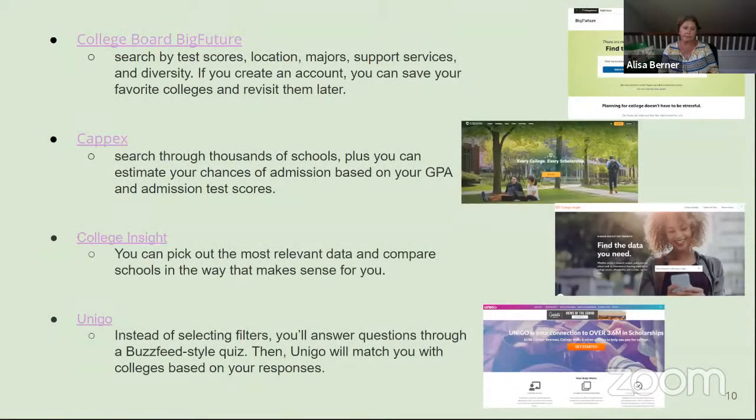Here on slide 10, you can see four websites that will help you with finding the school that will fit all the requirements you have. There's the College Board Big Future, CapEx, College Insight, and Unigo. All of them are very dynamic and really pull that data that you're looking for. Because we really, really want you to look beyond the schools that you just know, beyond San Diego State, beyond UCSB, beyond Berkeley. We want you to branch out and look at schools that are going to be the right fit for you.